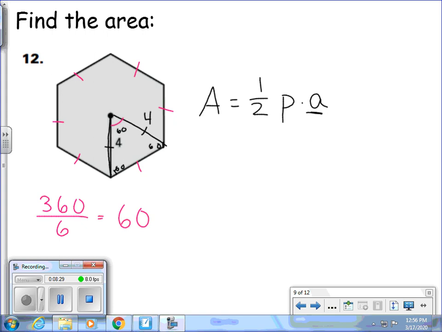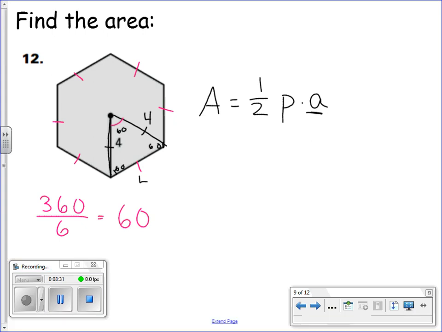I'm sorry, before I find the apothem, I need to find the perimeter. So like I was saying, that is an equilateral triangle, which means this segment right here is equal to 4. So let's start there. So my perimeter then is 4 times 6, which we then have is 24. Now I want to focus on finding my apothem. So I need to figure out what is this distance right there.